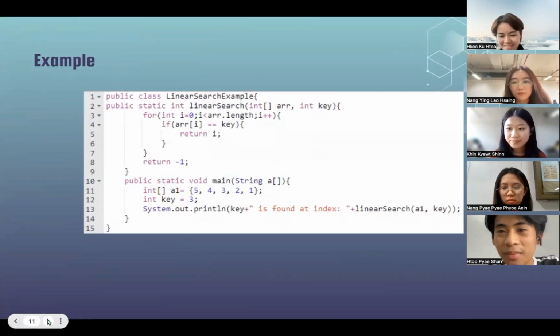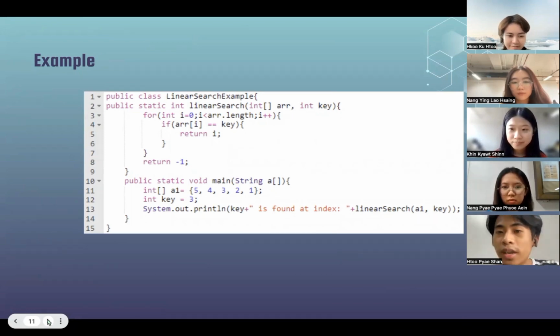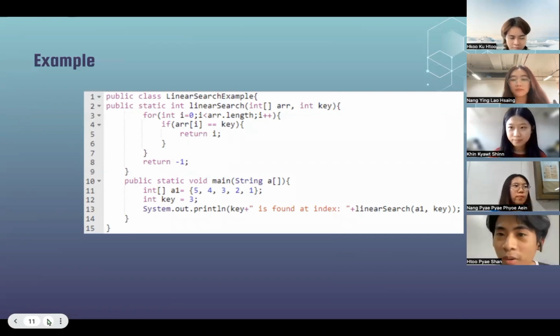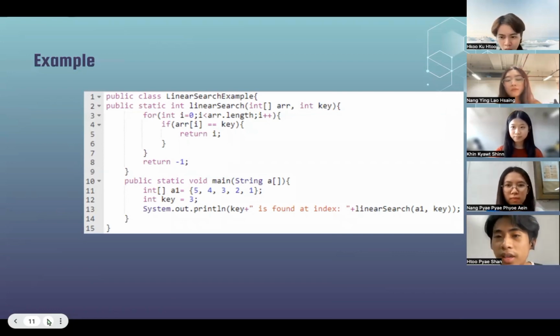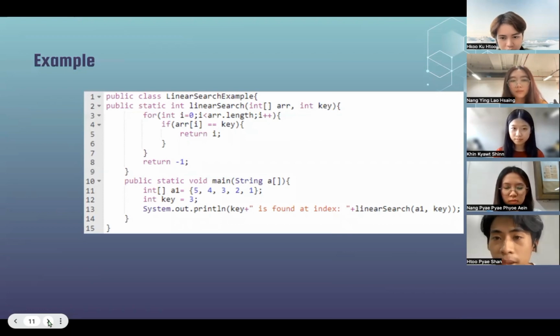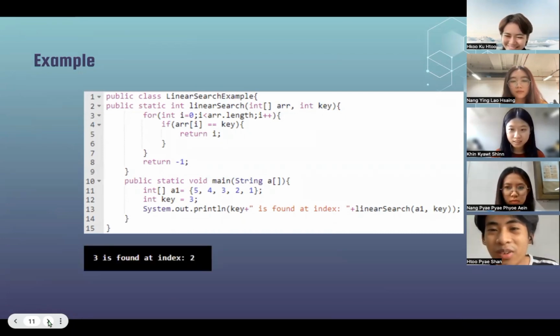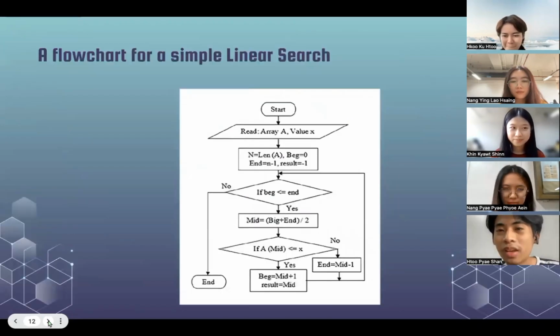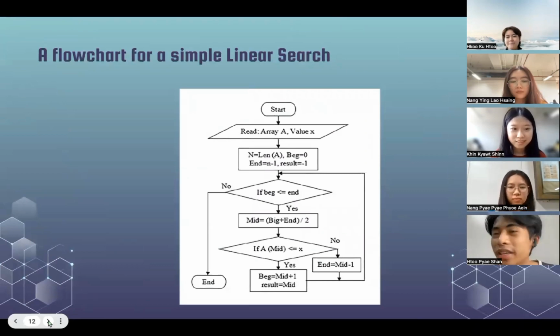In this Java example, in the class LinearSearch, we find the element with the for loop, checking whether the element we are looking for is in the array. If there is the element, it returns the index. If there is not, it returns -1. In the main class, it will print out the output. It will print the output: 3 is found at index 2. This is the closure example for the simple linear search.